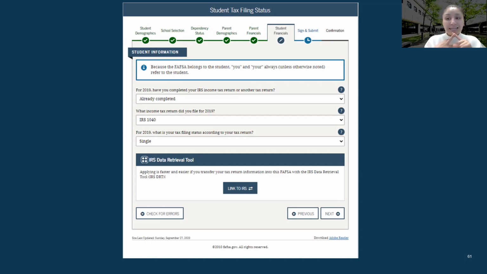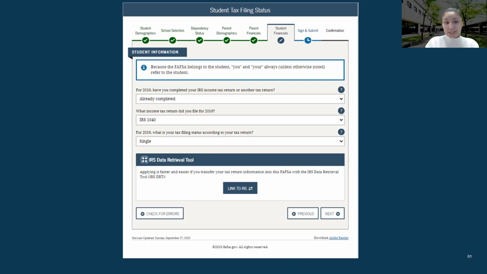For those who need to complete your taxes, you have the option to say will file as well. And at a later time when you do file your taxes, you can come back onto the FAFSA and change that to already completed.